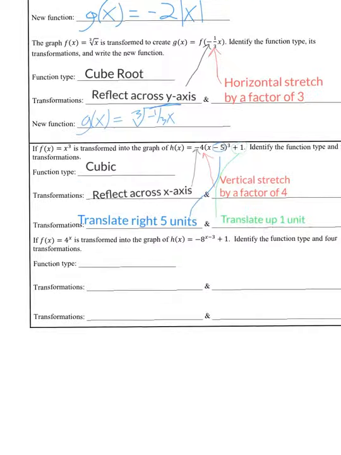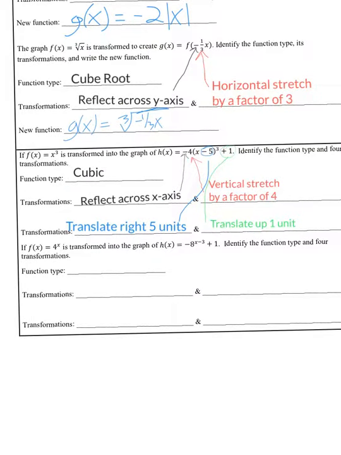The last example I'm going to do is I give you 4 to the power of x, and it's transformed into the graph negative 8 to the power of x minus 3 plus 1. Identify the function type and 4 transformations. So what do we have here? What kind of function is this?